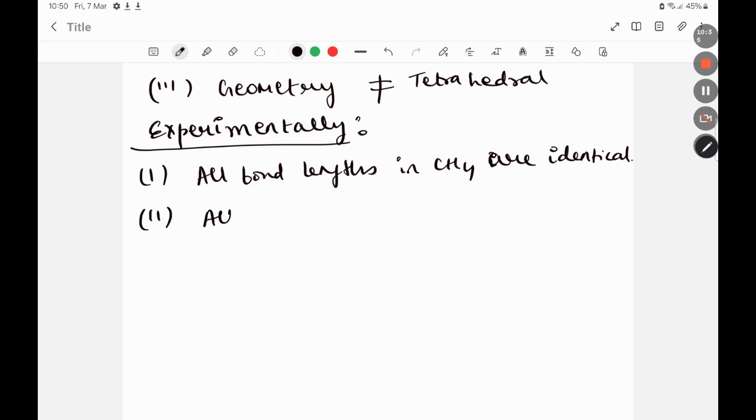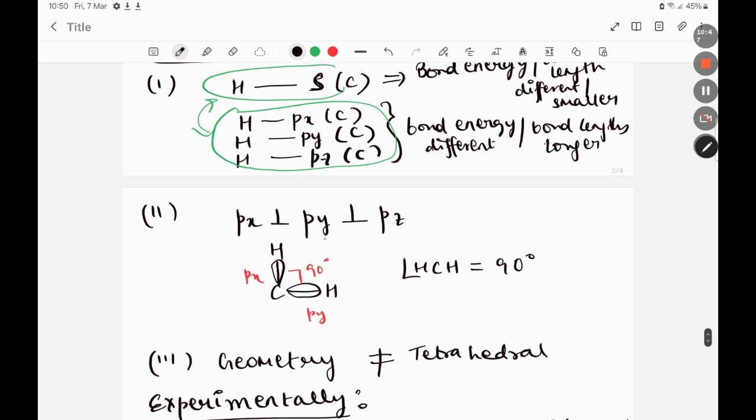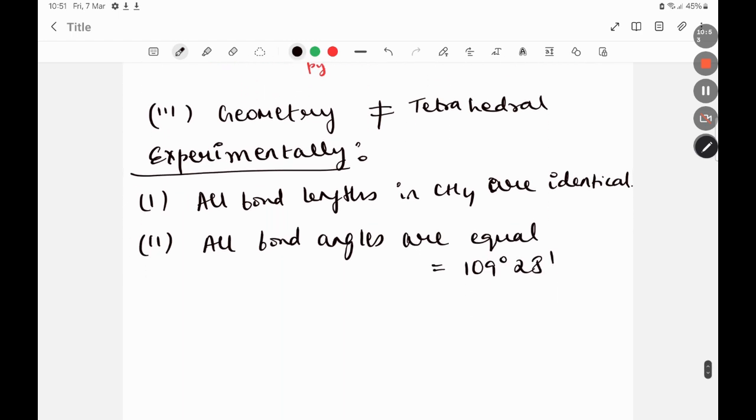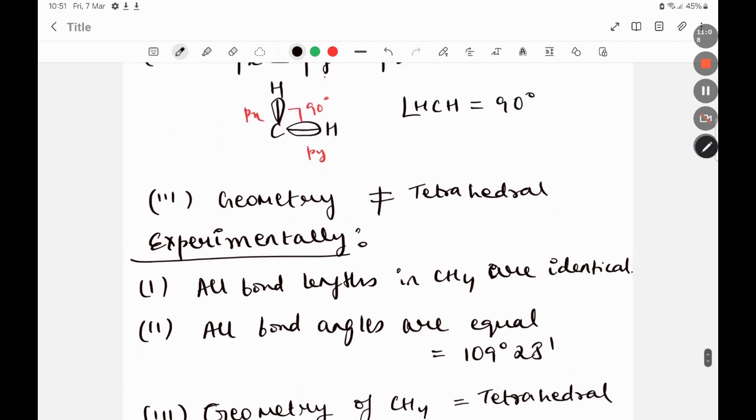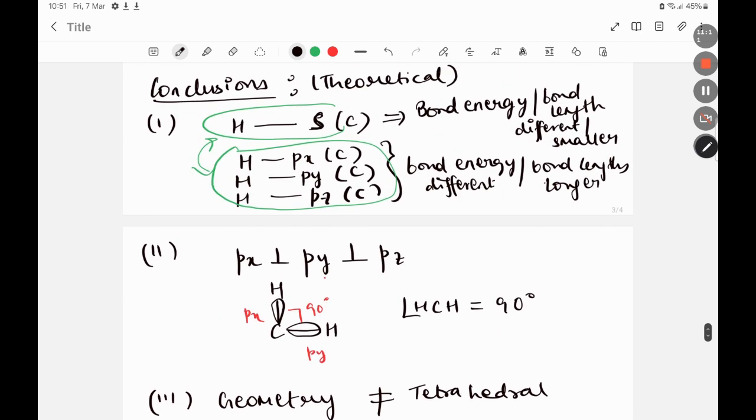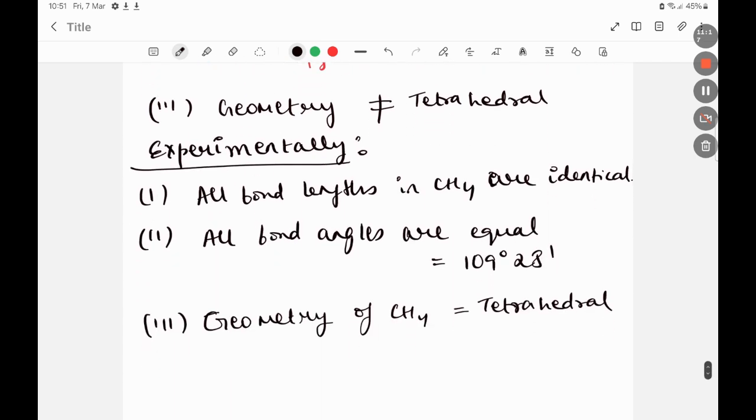The second point is all bond angles are equal and they are equal to 109 degrees 28 minutes. So here also this contradicts the second point where the HCH bond angle was coming to be 90 degrees. And the third point is that the geometry of CH4 is tetrahedral. So this is very interesting because we can see clearly that all the three conclusions which we arrived at theoretically are totally different from the experimental observations.